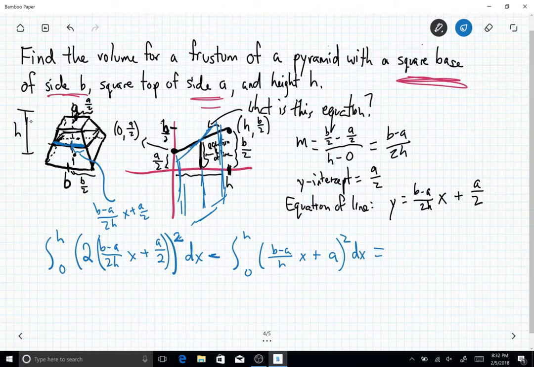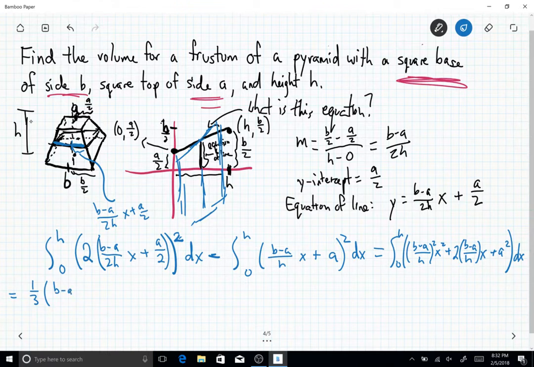So in order to do this, we'll first square it. So you get 0 to h. We get b minus a over h, the quantity squared, x squared, plus 2 times b minus a over h times x plus a squared, and then we want dx of all that. Well, moving forward from there, we'll go 1/3 x cubed essentially times that constant. So 1/3 b minus a over h, the quantity squared. I know that looks nasty, but that's okay. And then this will be x cubed. That's the x cubed part.